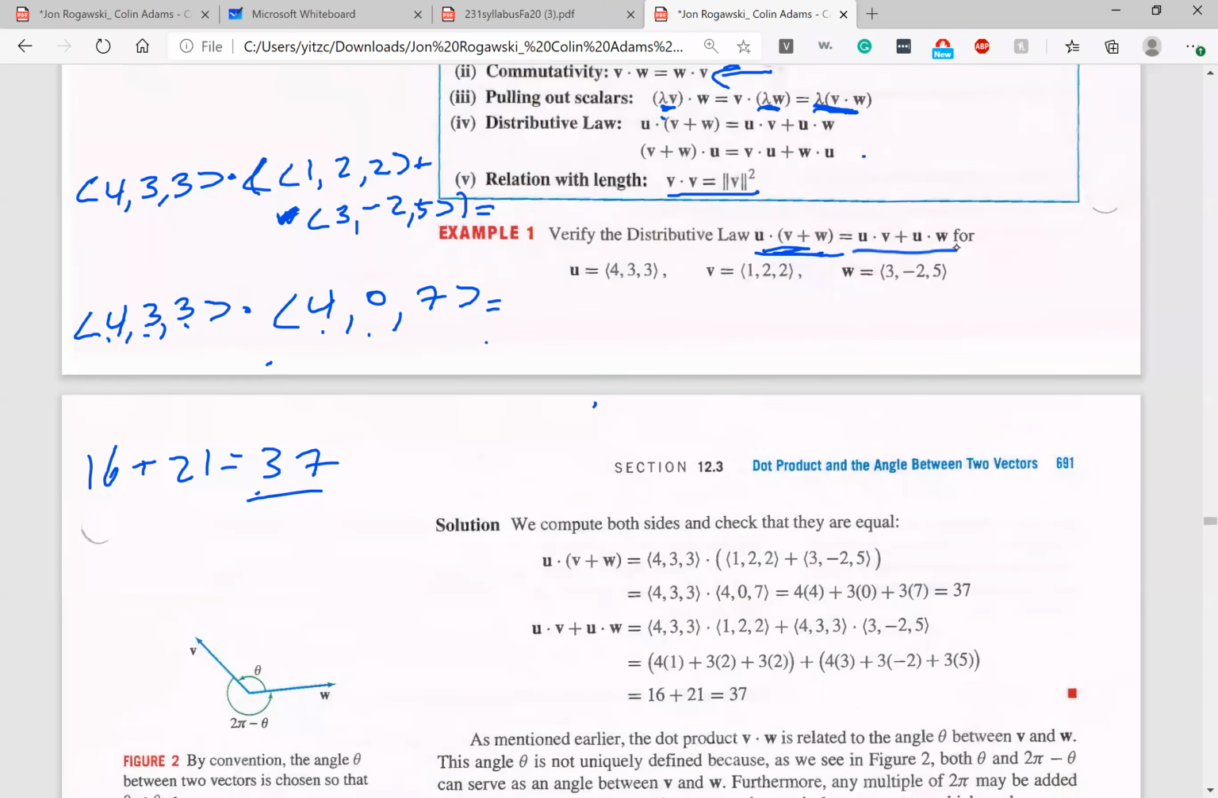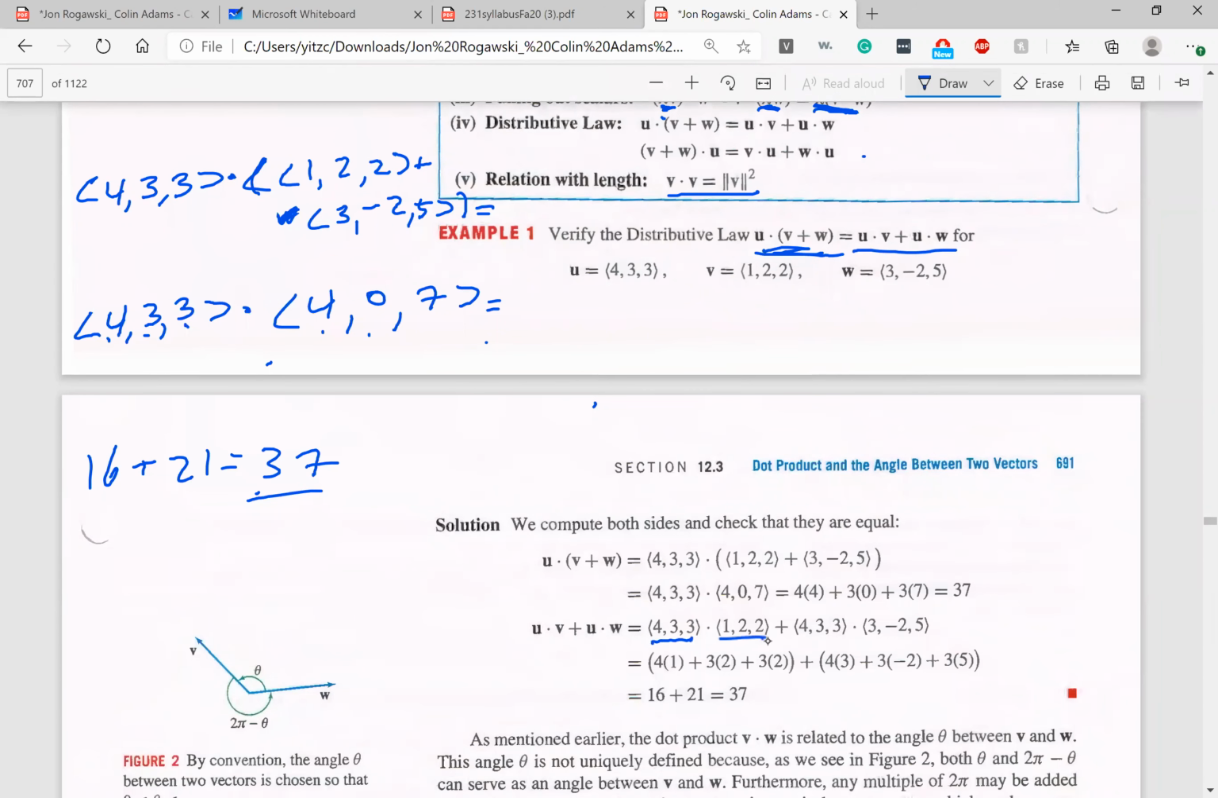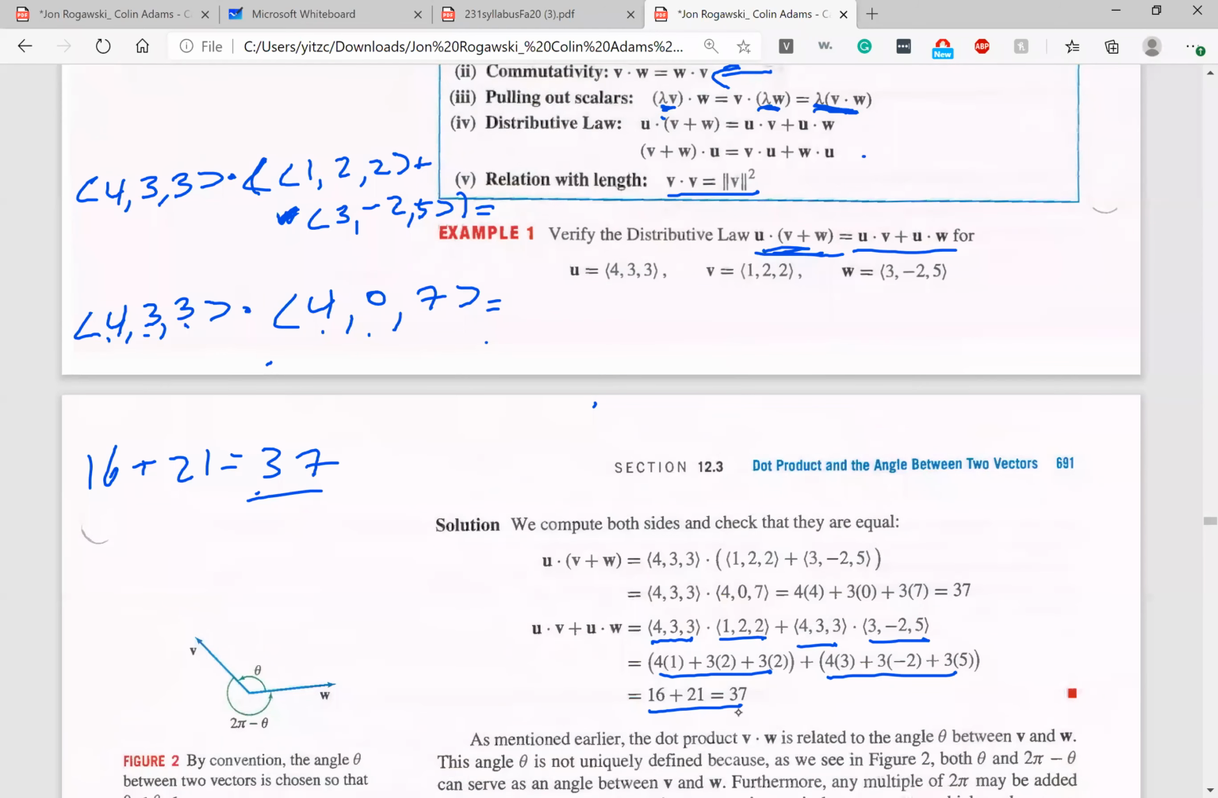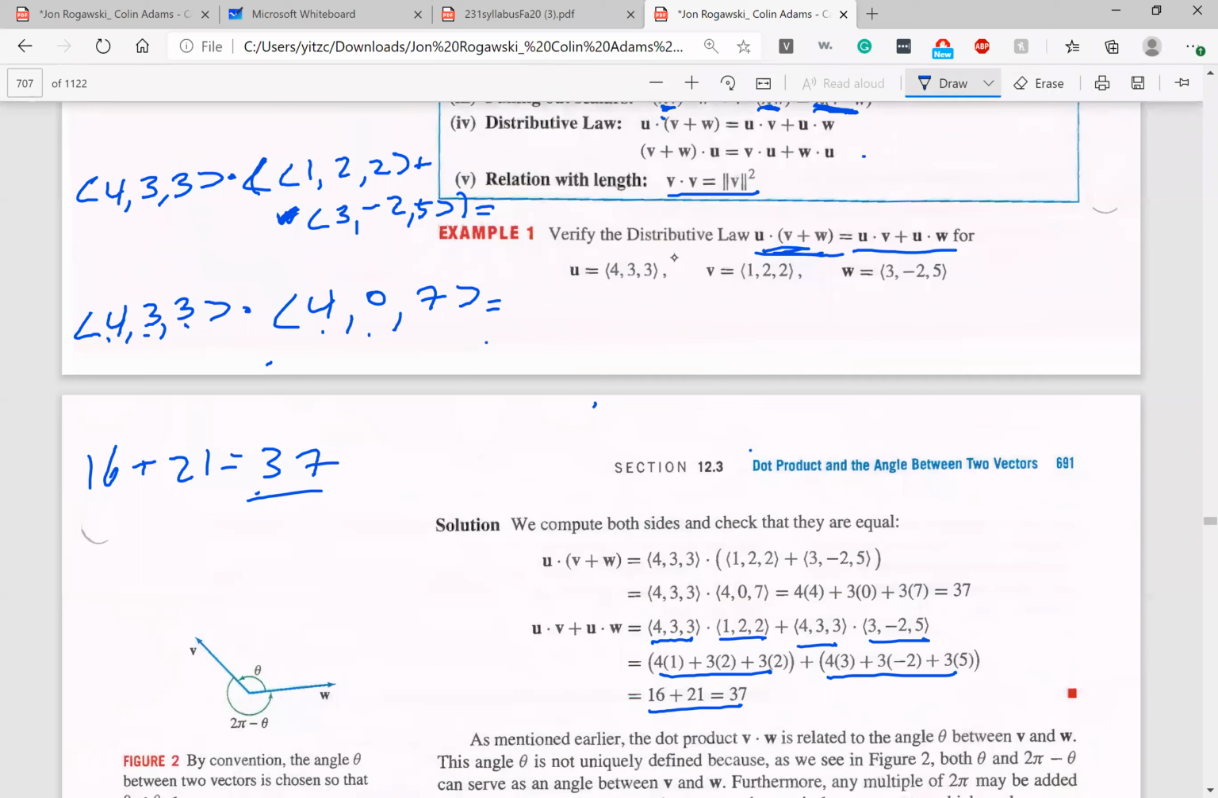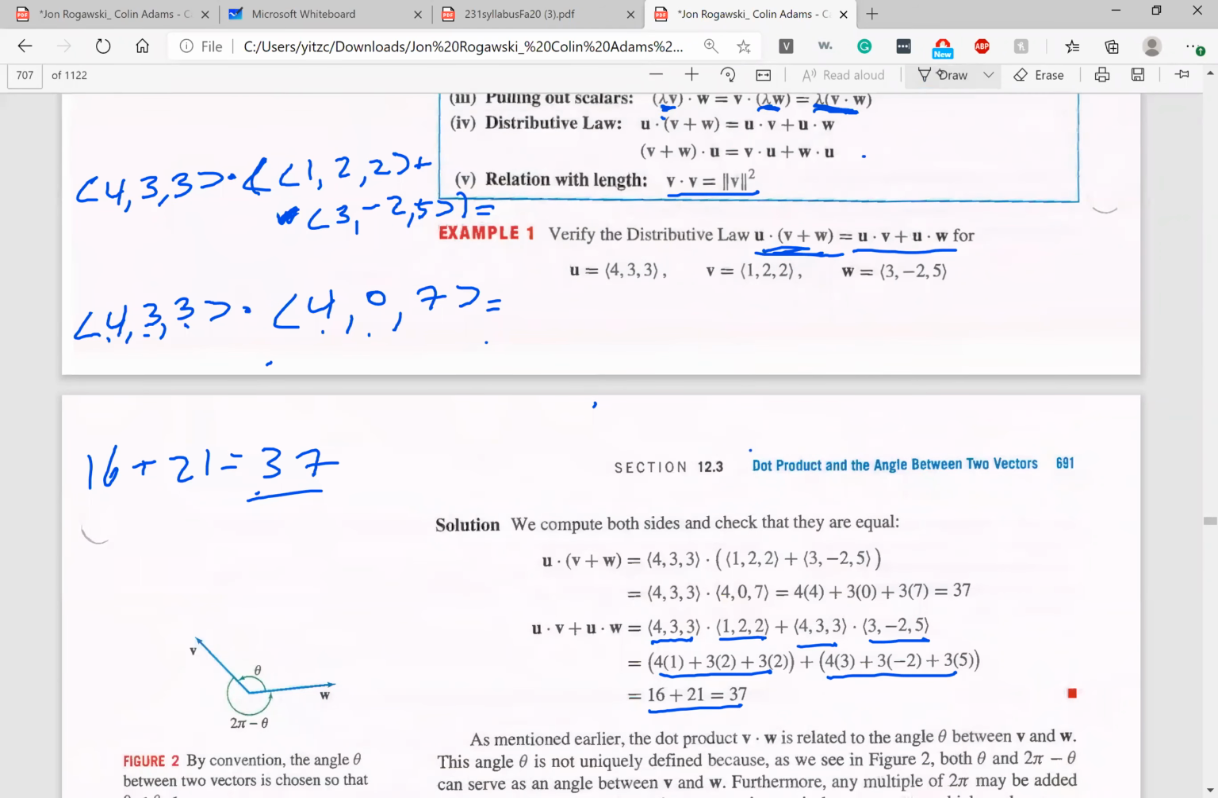For the other example, let's just look over here. We're going to have U dotted with V plus my U dotted with my W. And they do the dot product over here plus the dot product over here, and they get the same result. So we see that for this example, the distributive law holds.